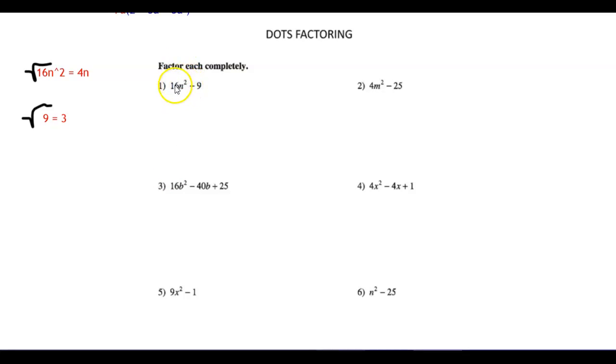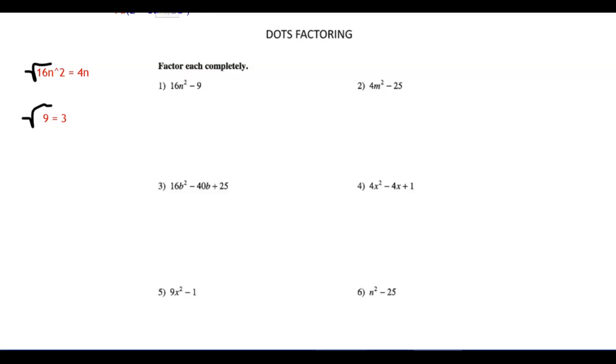Difference of two squares, I'm looking for two terms that are perfect squares. 16 is a perfect square because 4 times 4 is 16. n squared is a perfect square because n times n is n squared. And 9 is a perfect square because 3 times 3 is 9. So I square rooted both the first term and the second term. I got 4n and 3.